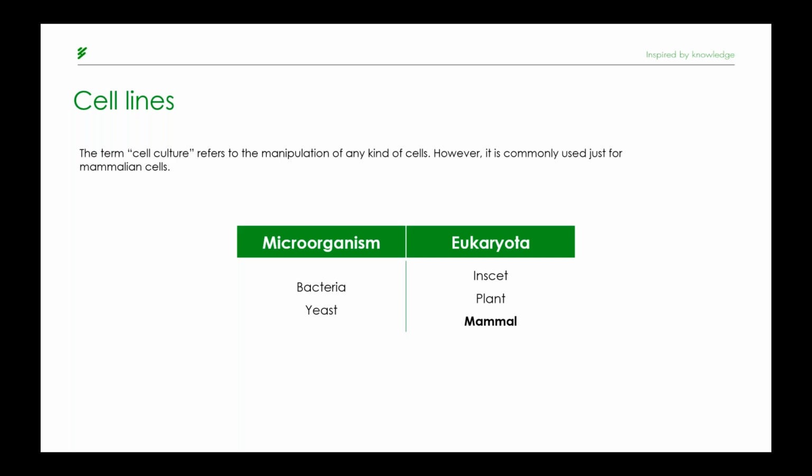For example, microorganisms like bacteria or yeast, or eukaryotic cells like insect, plant, and mammal cells. Usually, the industry uses mammal cells. Also, I want to specify that the term cell line refers to the manipulation of any kind of cells. However, it is commonly used just for the application of mammal cells.